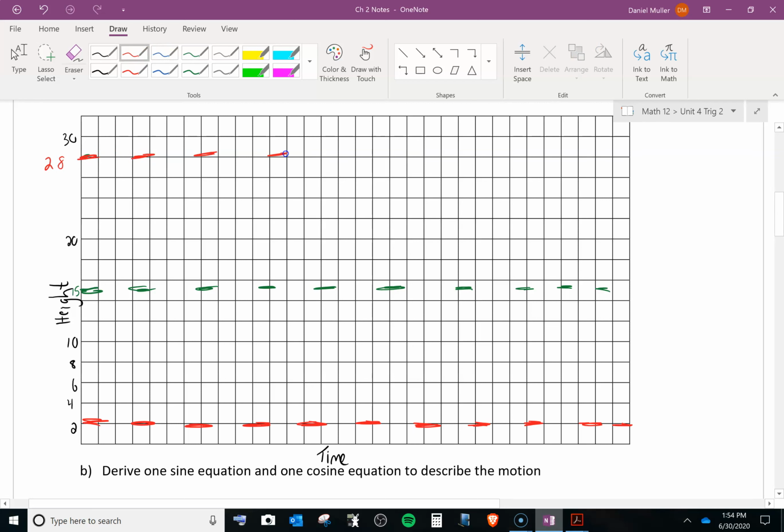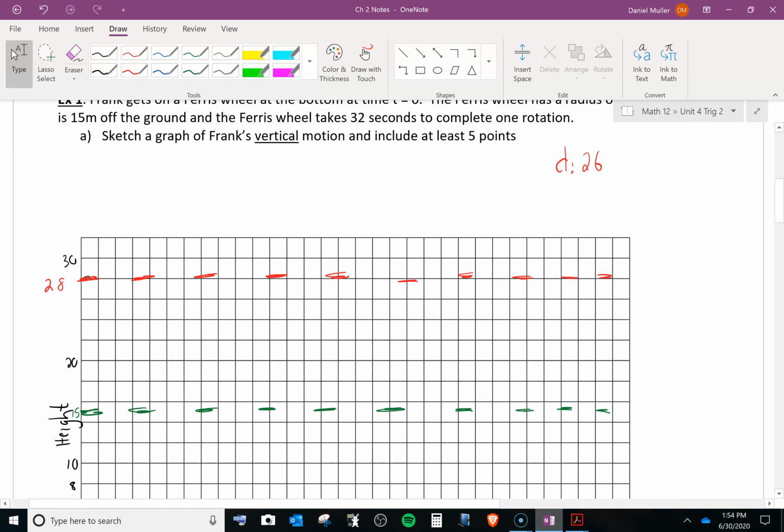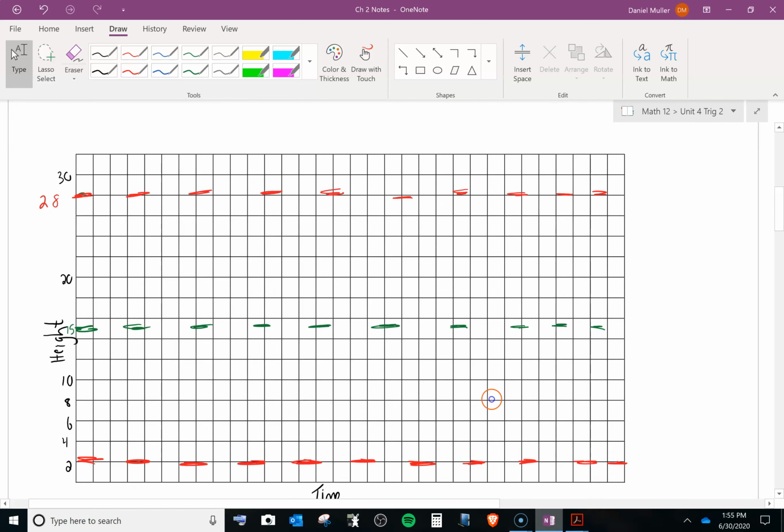It also should make sense looking at all of this. It doesn't matter how you think about this. If you start at 2 meters and you know 13 meters is your radius, therefore your diameter would be 26. So if your diameter is 26 and you start at 2, then you need to end at 28, which is what you see here.